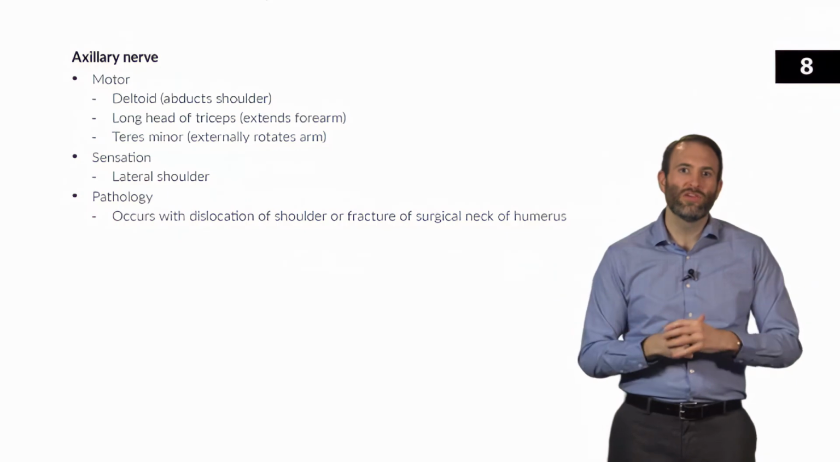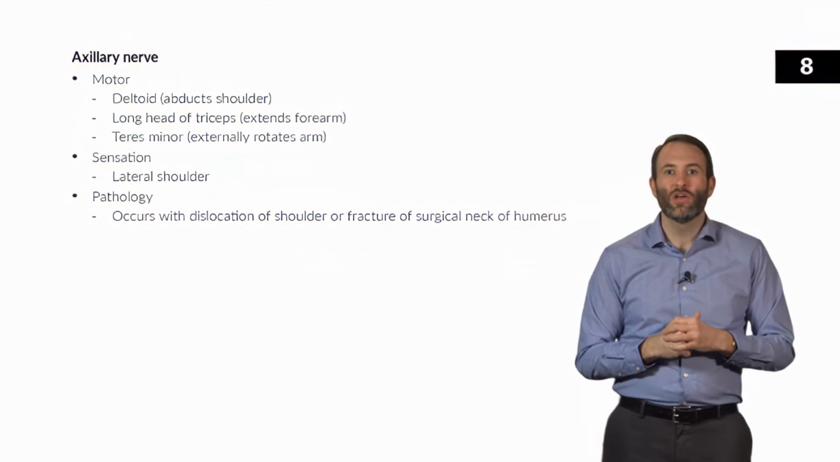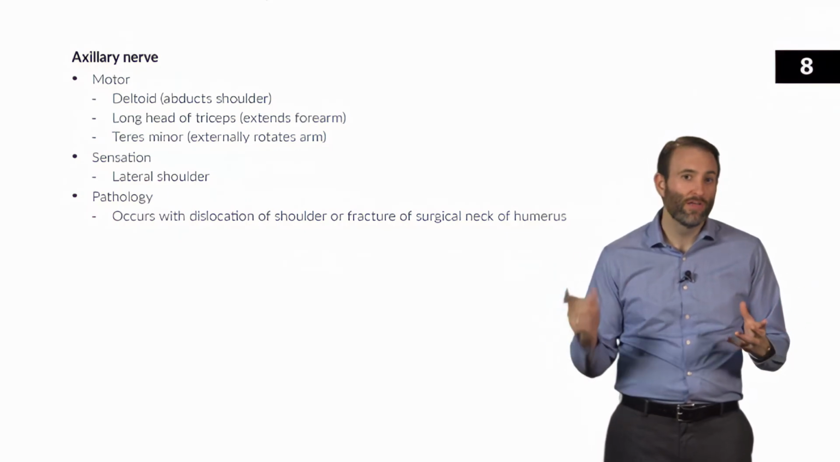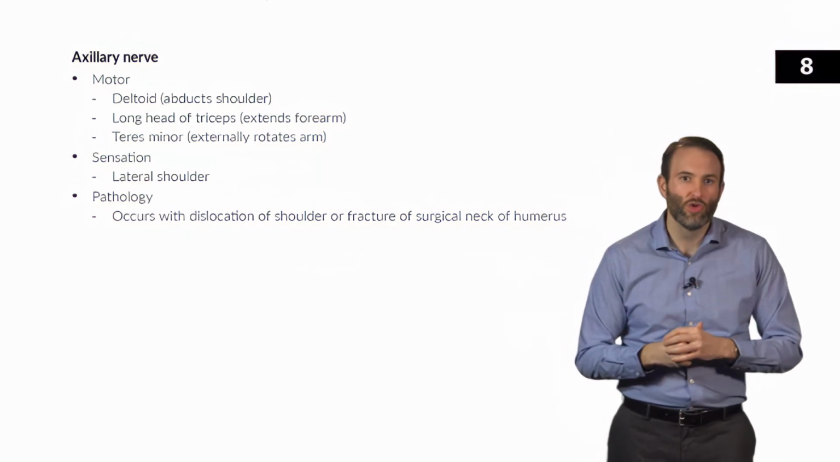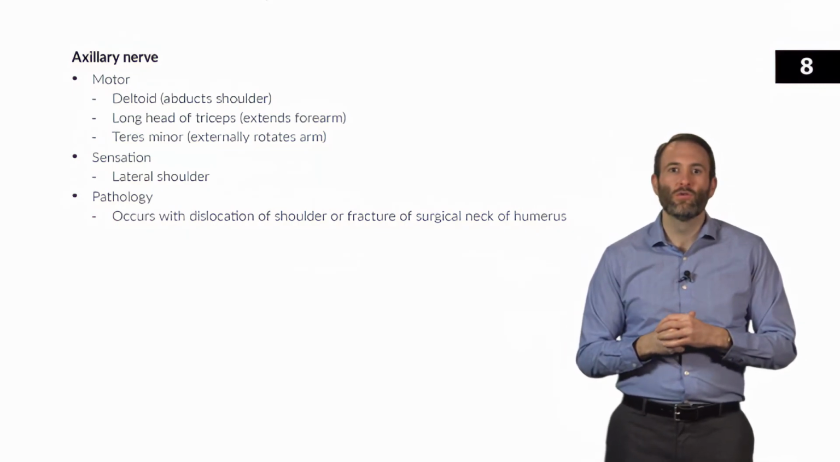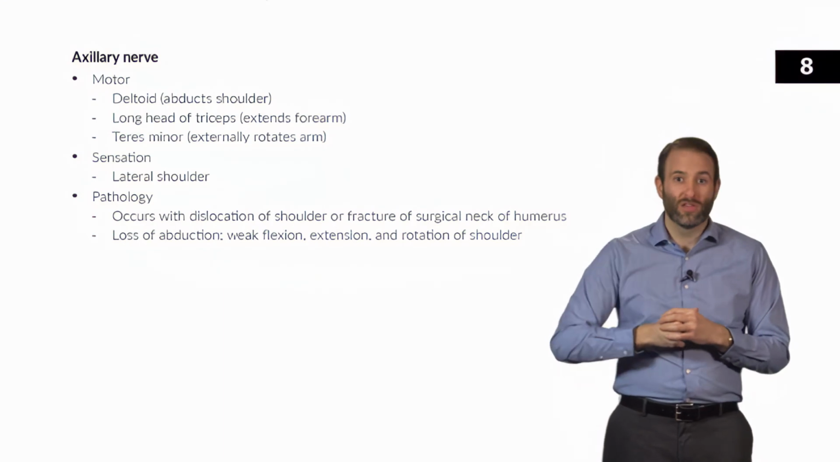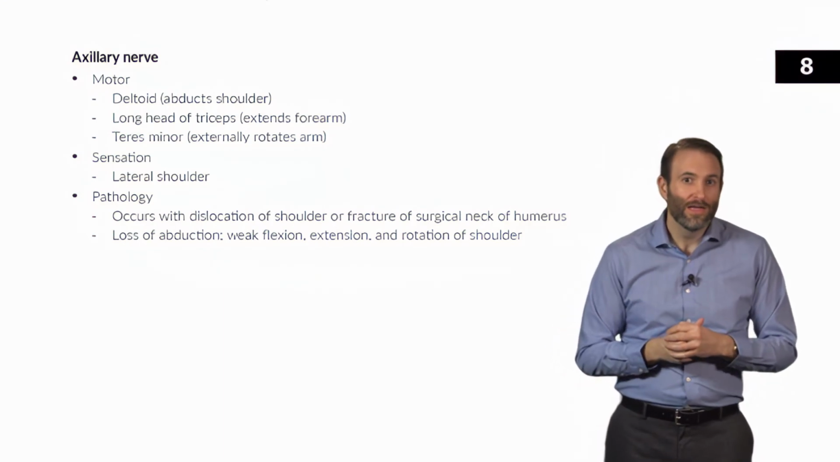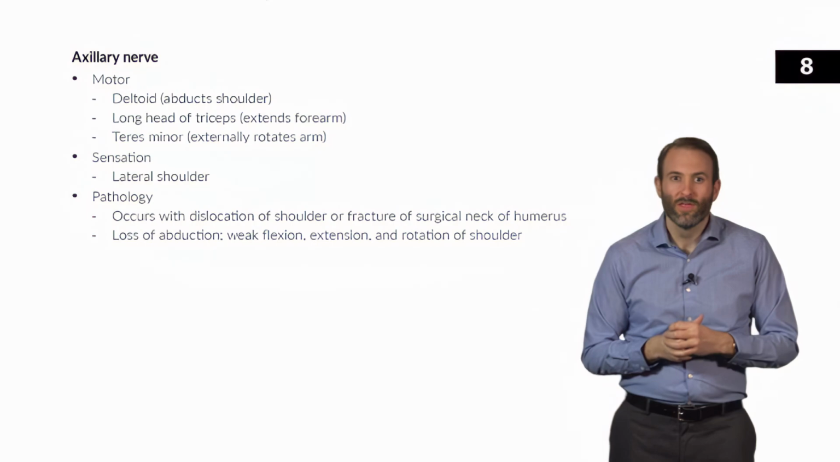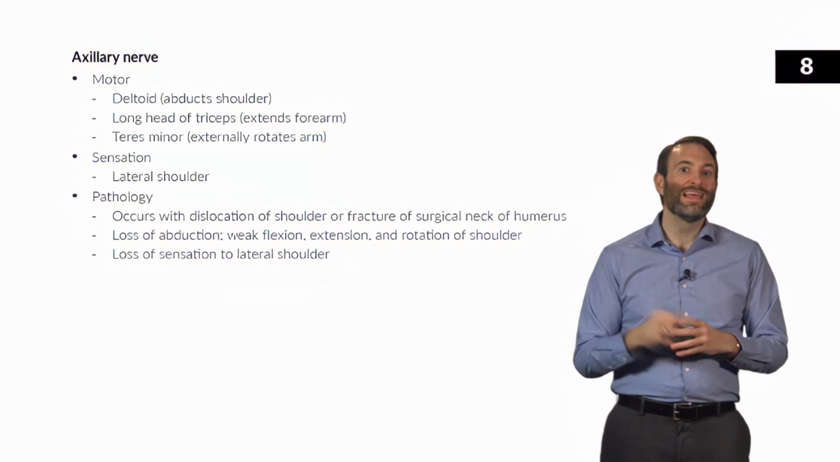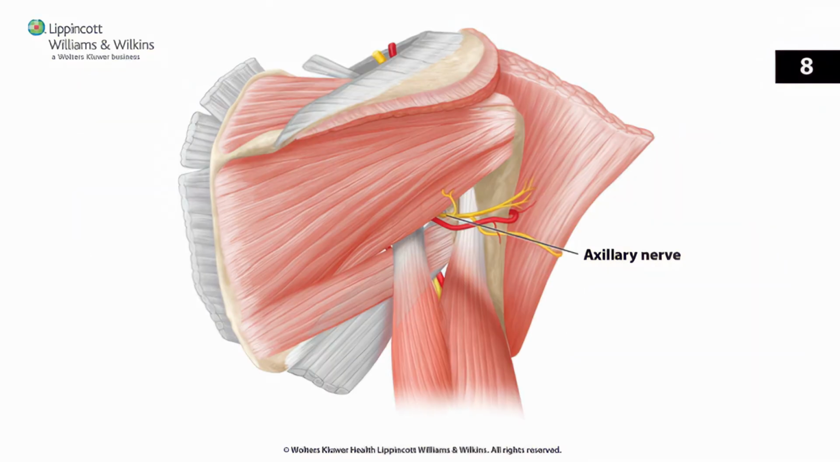Now the highest yield injury here is with a dislocation of the shoulder or fracture of, again, we talked about this before, the surgical neck of the humerus. An injury to the nerve will result in loss of abduction of the arm, weak flexion, extension and rotation of the shoulder, and loss of sensation over the lateral shoulder. Test questions will also ask which artery runs with the axillary nerve, and it's the posterior circumflex.